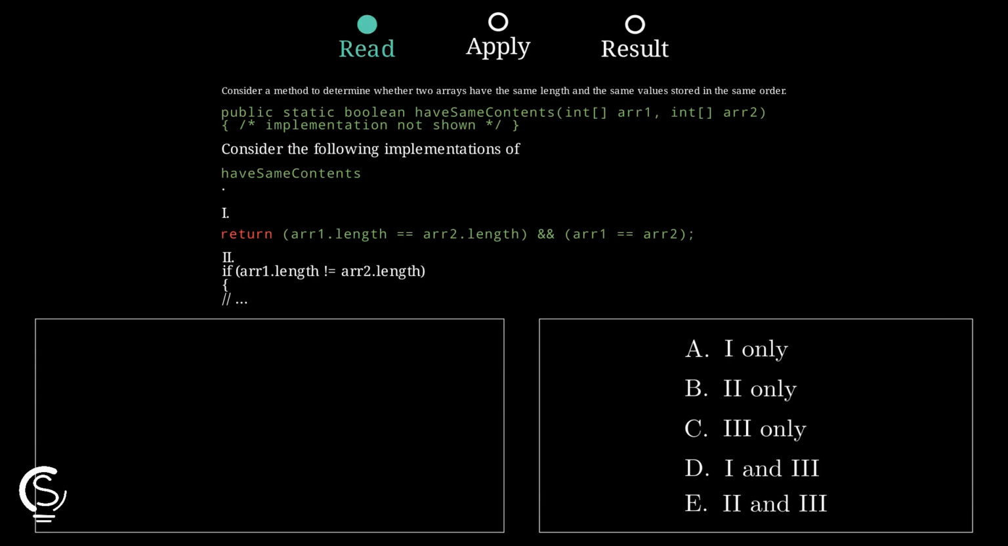Implementation 1 fails because it uses the double equals operator on the array objects themselves. This only checks if they share the same memory address, not if their contents are identical.